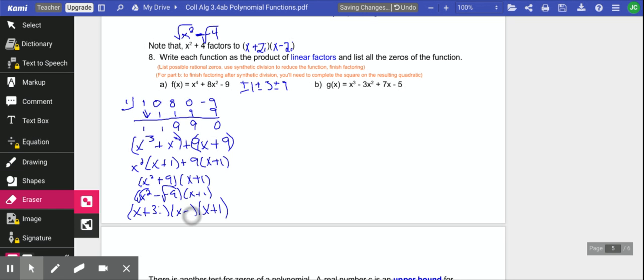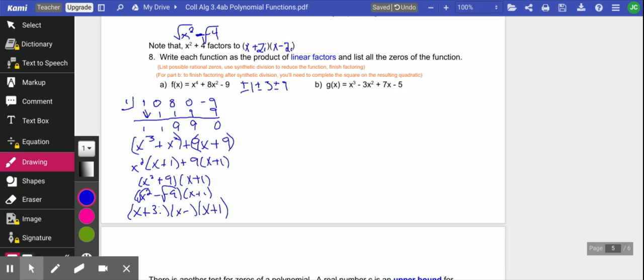Sometimes I try and fix things and it just gets worse. Okay, we have the x plus 1, that was from right up here, and then remember our original one we found was 1, so that's x minus 1. So those are the 4 linear factors of this, which means the zeros. If you set all of those equal to 0, we get negative 3i, positive 3i, negative 1, and 1.